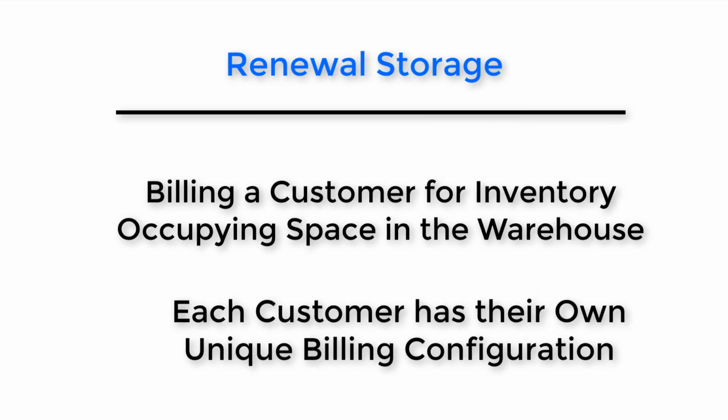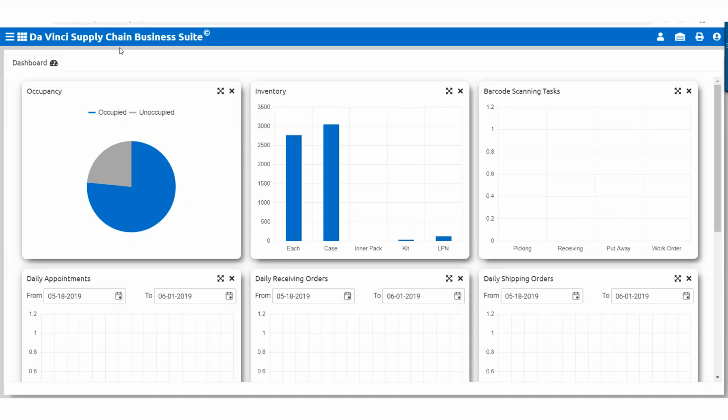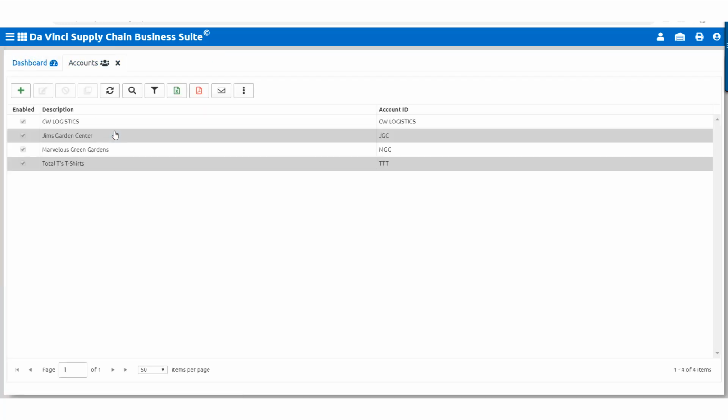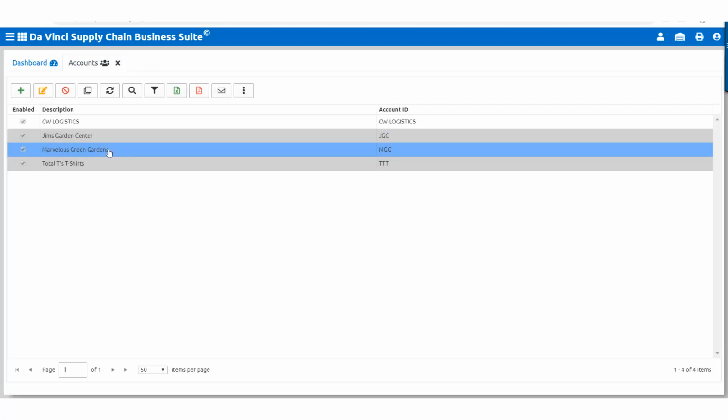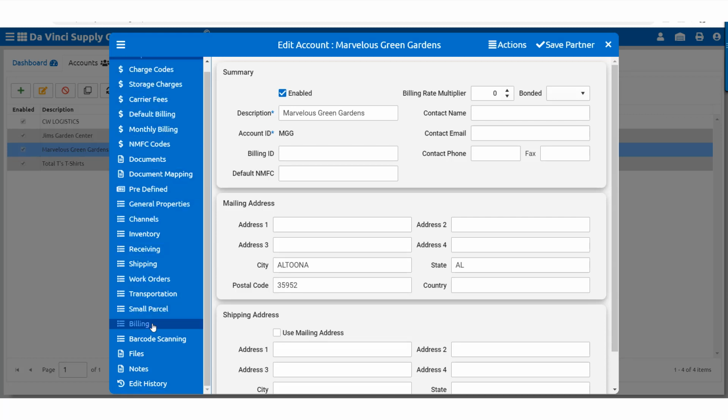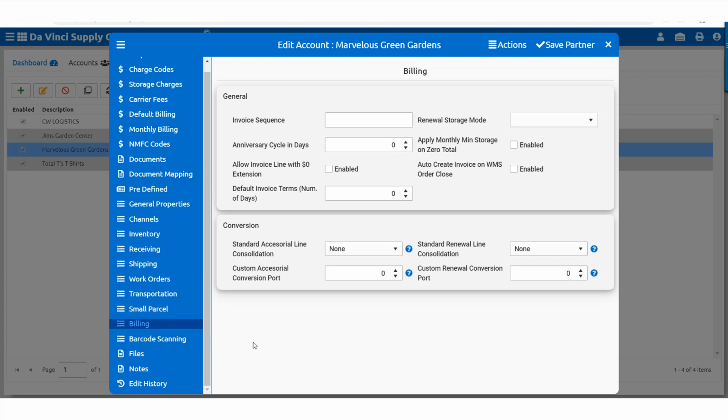First, we have renewal storage. It's billing a customer for inventory occupying space in the warehouse. This is similar to rent. The key is how this is calculated. Inventory is dynamic. It is constantly being received and shipped. The quantity of inventory occupying space is changing by the minute in some cases. Each customer has their own unique billing configuration.